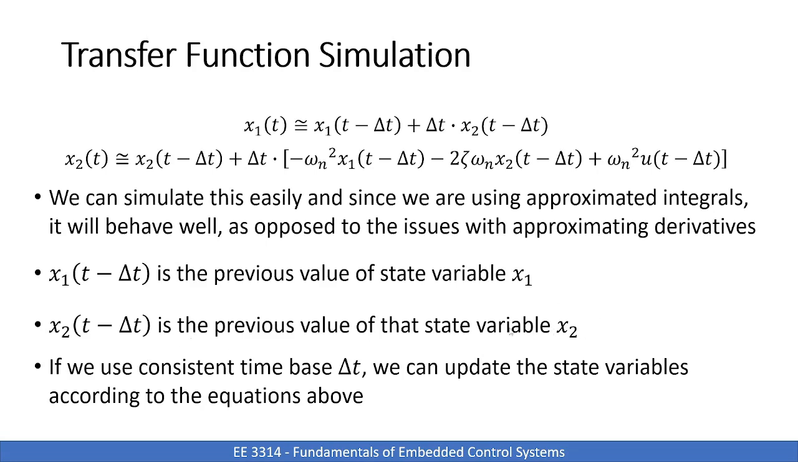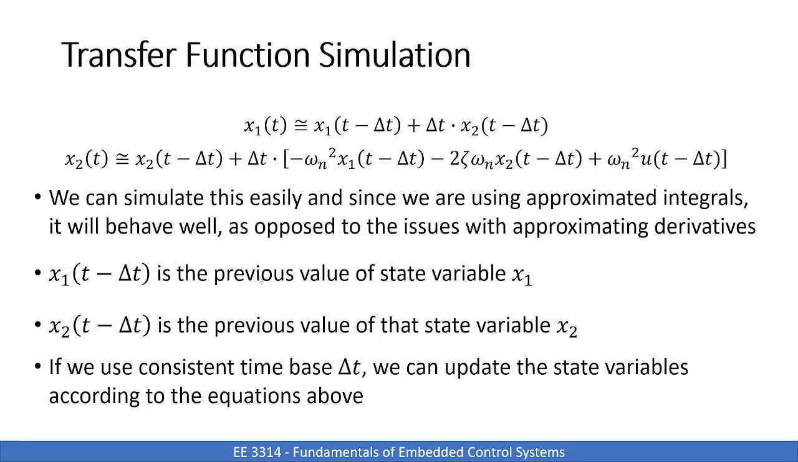So we're updating the state variables given the known derivatives of those state variables as functions of our transfer function, and we're keeping an updated sum, or an estimated integral, of those variables. Okay, so if we have a consistent time base, delta t, we can update those state variables according to these equations above. So we can calculate x1 and x2 iteratively based on previous values of x1 and x2 if we have a consistent time base.